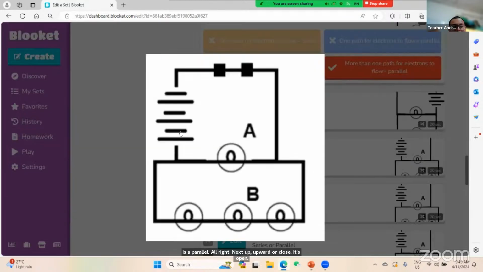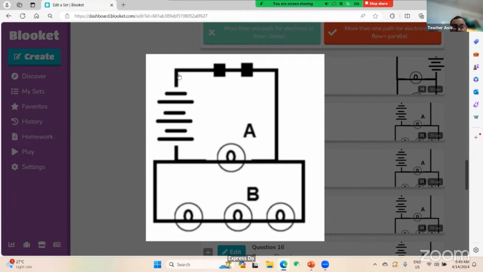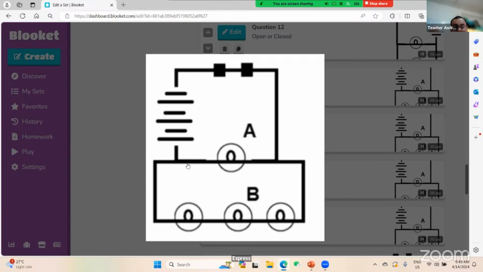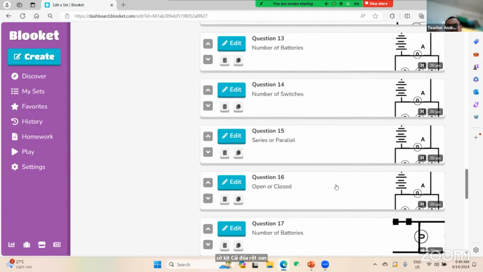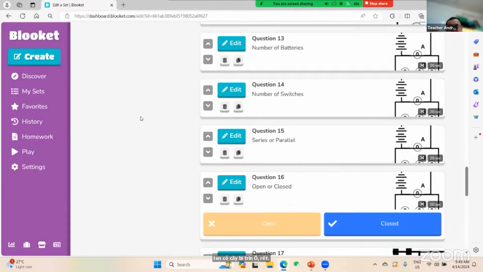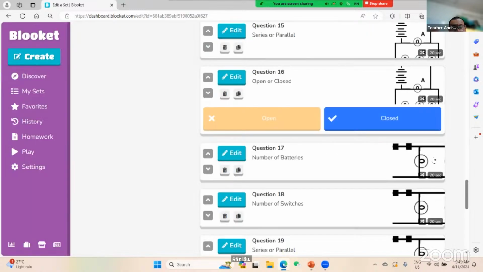Number of batteries, we have three long lines, three short lines. It means three batteries. The number of switches, one closed switch. All right, this is a parallel circuit, because there's a rectangle with one line cutting in between. Next up, open or closed? It's a closed circuit.